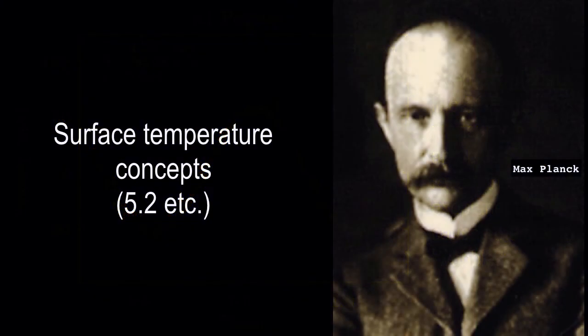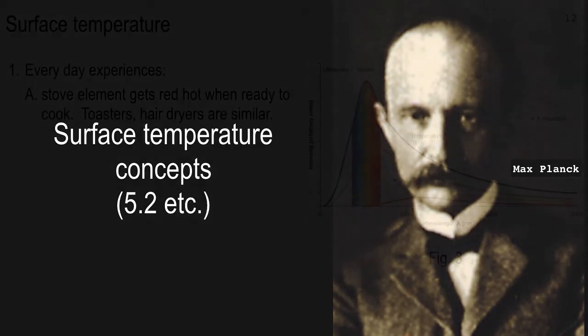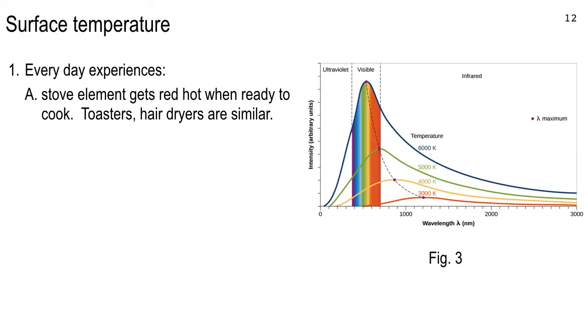Now I want to talk about surface temperature. So we're dipping backward into chapter 5, section 2 for this part of the lecture today. And this guy, Max Planck, he's the one that gave us all the tools and explanations that we needed to understand the stuff that we're about to talk about. Now, make a note, figure 3 in chapter 5.2 is extremely important, and we're going to analyze it.